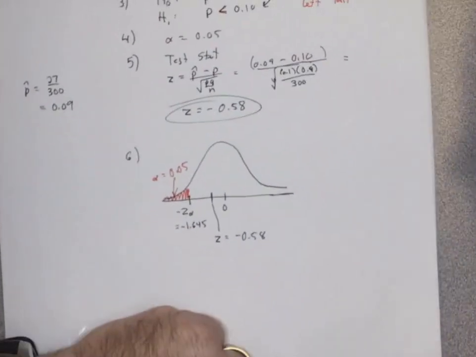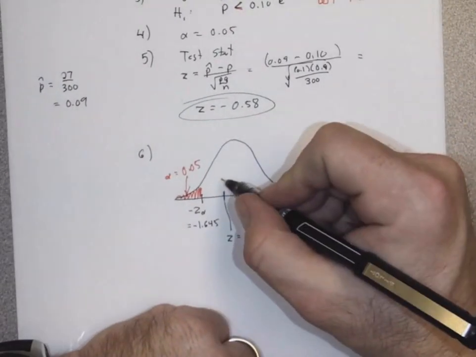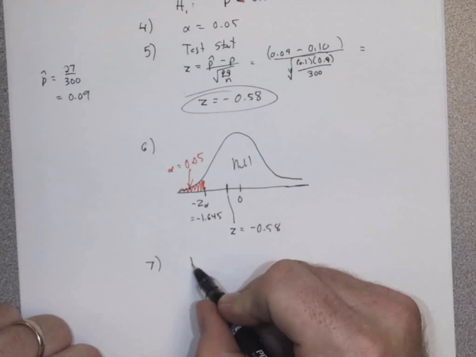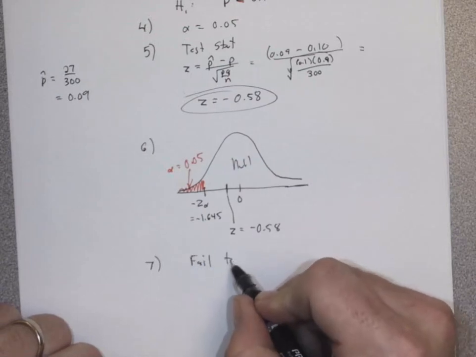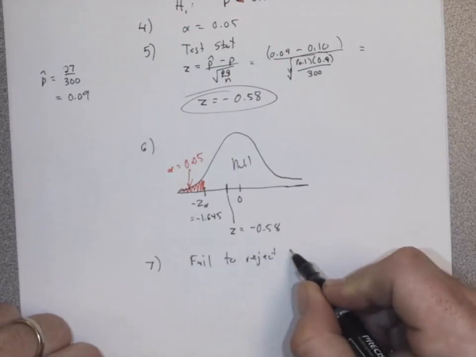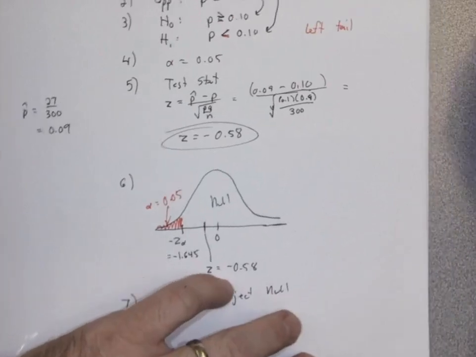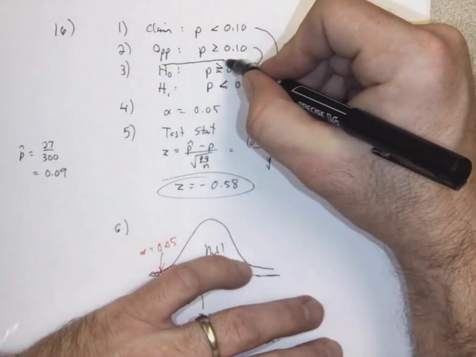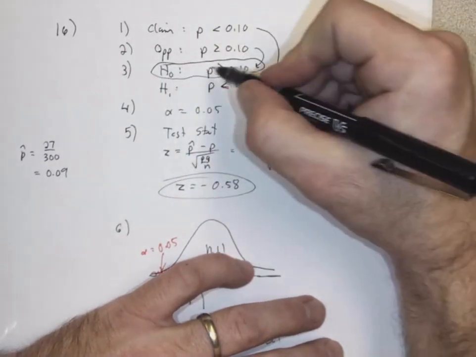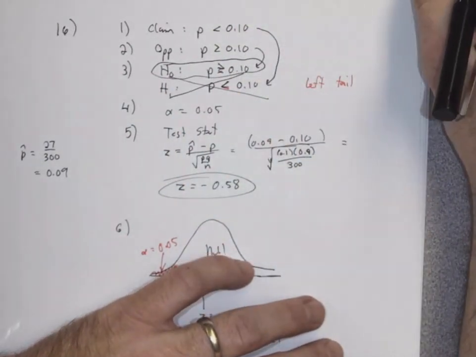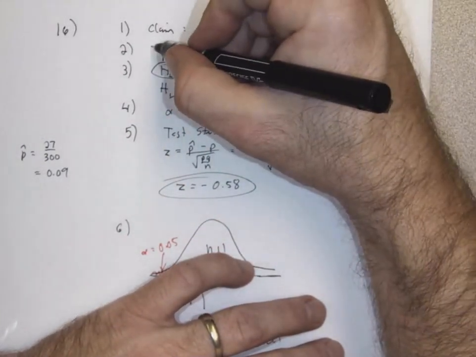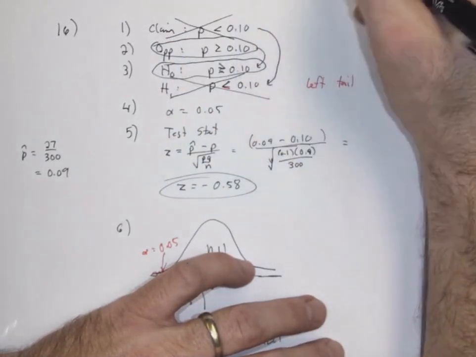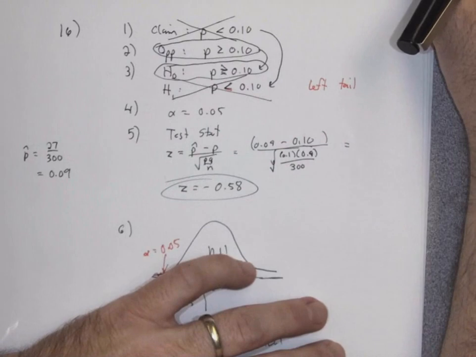What we can see is that it doesn't live in the tail. It actually lives in the null. So number 7: we fail to reject our null. If I fail to reject the null, which means the null is correct, I'm going to circle that, and I'm going to get rid of this part. If I circle that, that means the opposite has to be true, which means the claim is incorrect. So the claim is wrong.